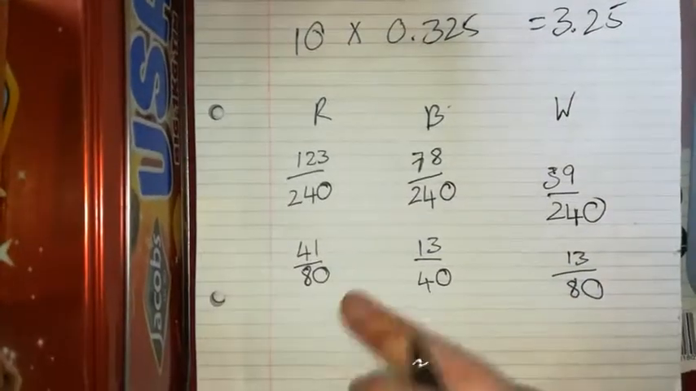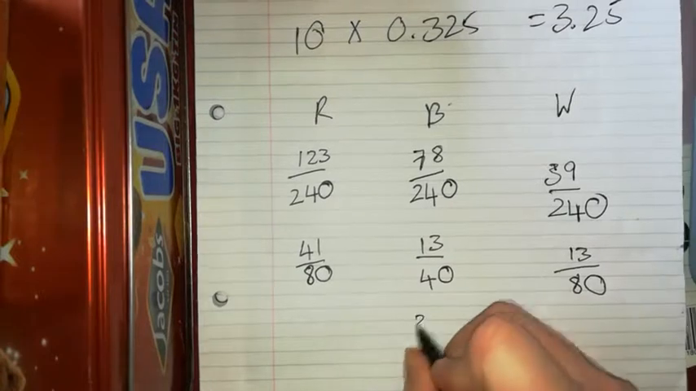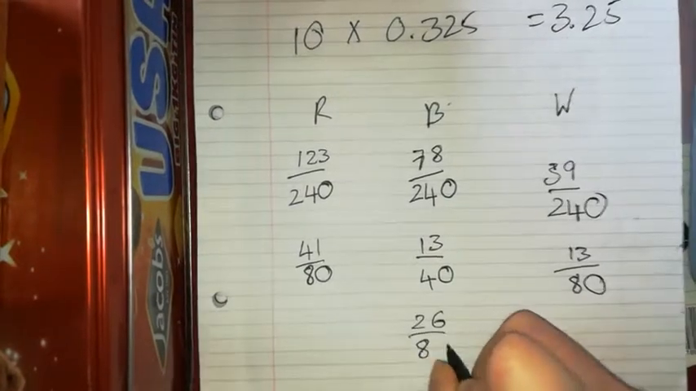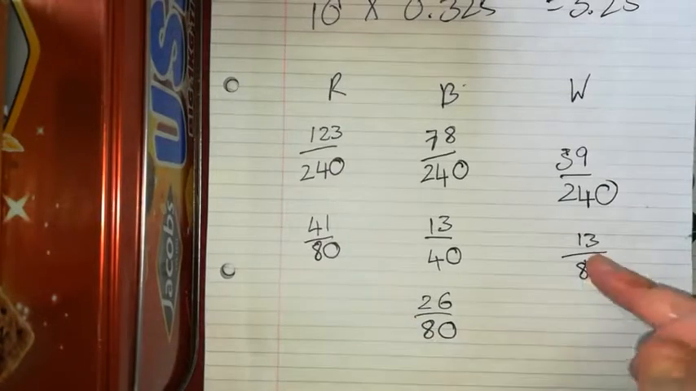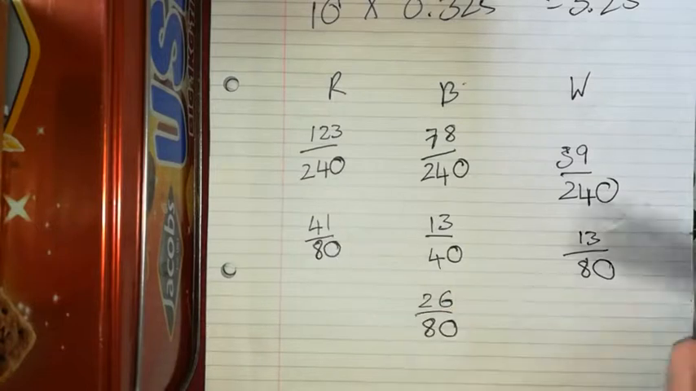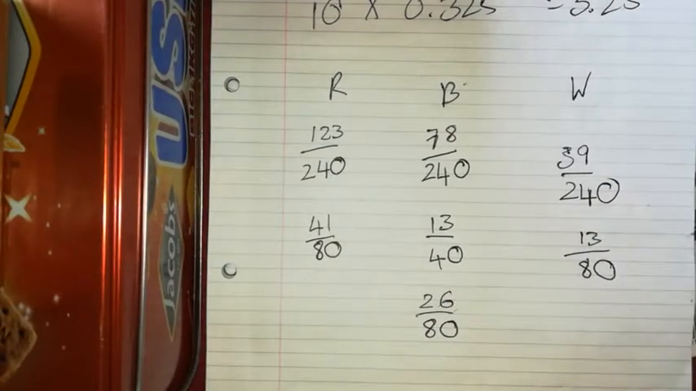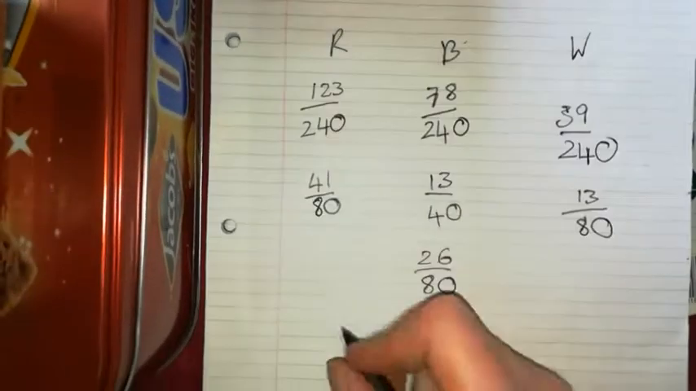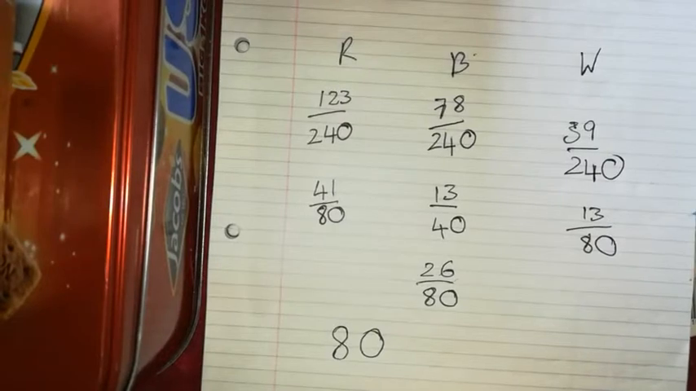Well, I could put these all as fractions over 80. So I could put 13 over 40 as a fraction over 80, so it would be 26 over 80. So if I had 80 discs in the bag, 41 that I pull out will be red, 26 that I pull out will be blue, and then 13 will be white. So I would say 80 is a reasonable suggestion for the amount of discs that are in the bag. Thank you.